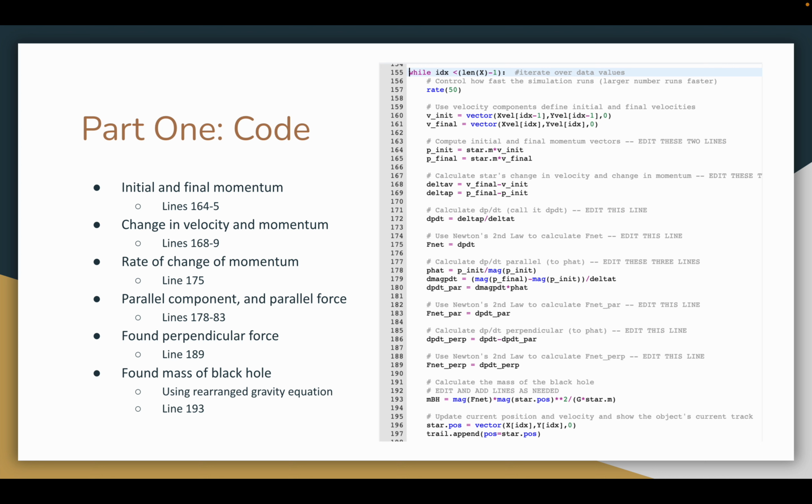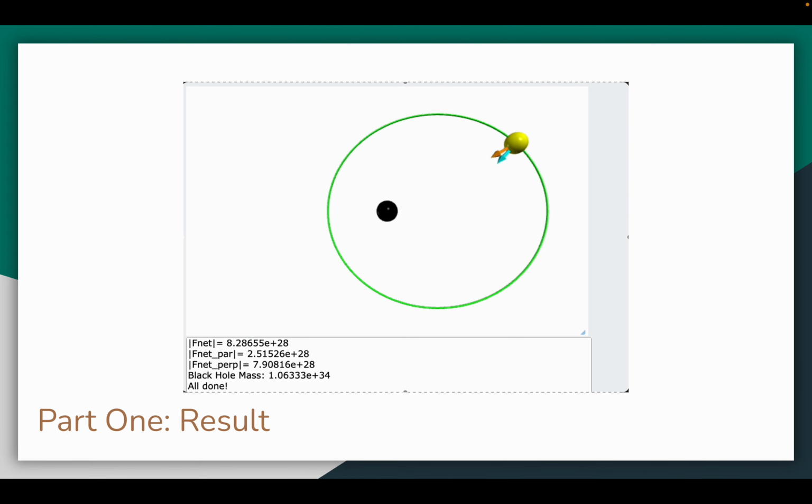Then we calculate the mass of the black hole by using a rearranged gravity equation on line 193 here. So the result of this, we found that the mass of the black hole was equal to about 1.063 times 10 to the 34th kilograms.